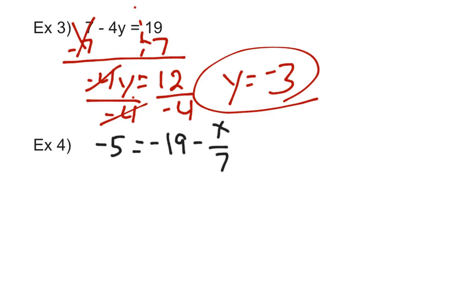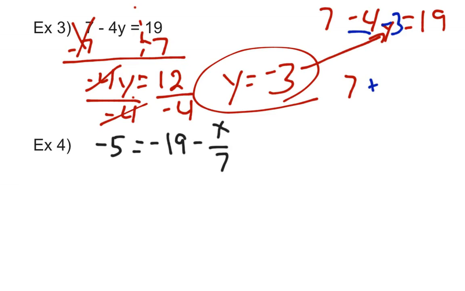And there we go. Again, if I want to check my work, here's the problem: 7 minus 4y equals 19. But if I plug the negative 3 in there, watch what happens. This becomes negative 4 times negative 3, which is a positive 12. And 7 plus 12 equals 19. Absolutely, it checks out. So I know I got it right.